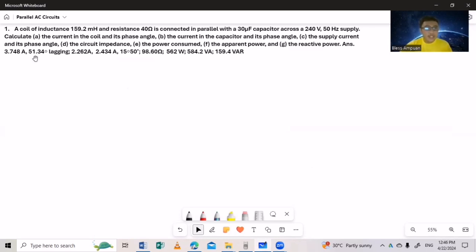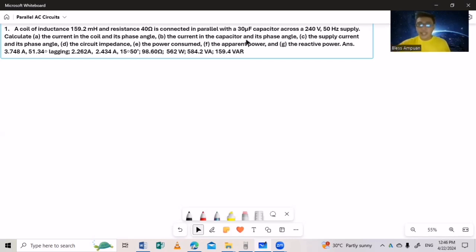Our given is a coil of inductance 159.2 millihenry, and then this is connected in the coil. So which means that in the problem itself, it says that it has a coil of inductance and a resistance. So the coil has an inductance and resistance. And this coil is connected in parallel with a 30 microfarad capacitor.